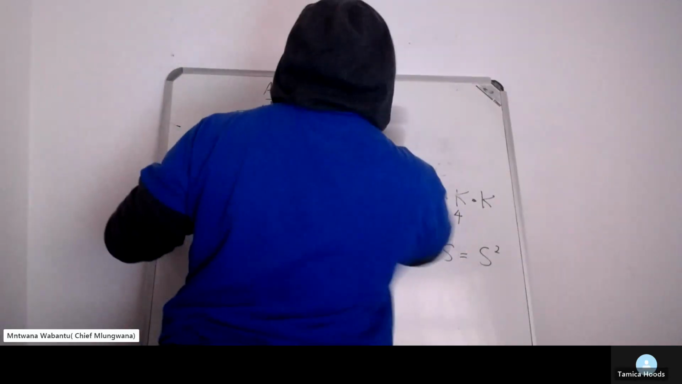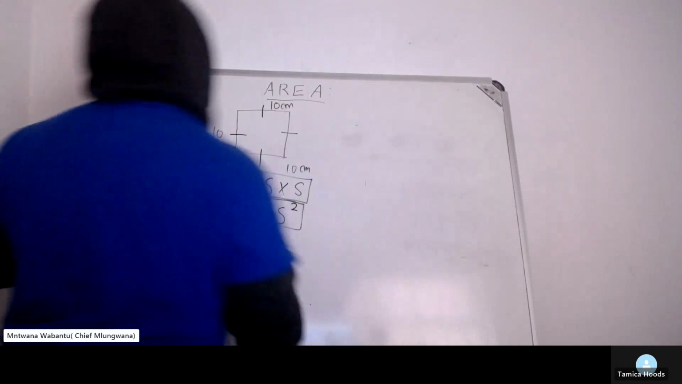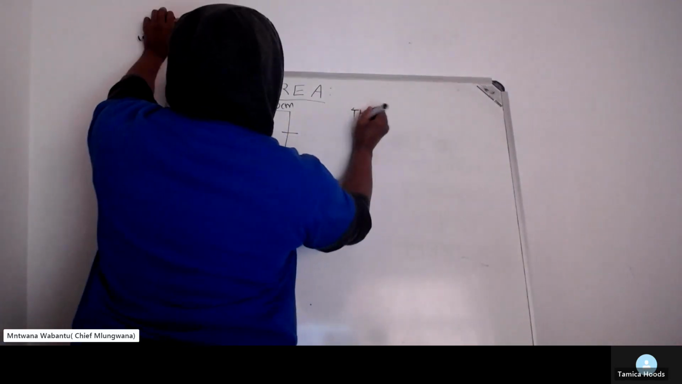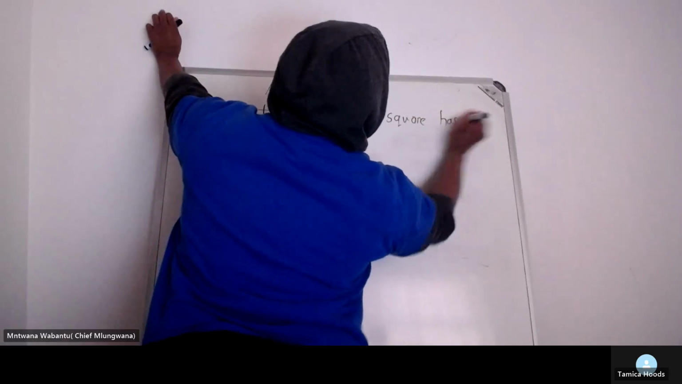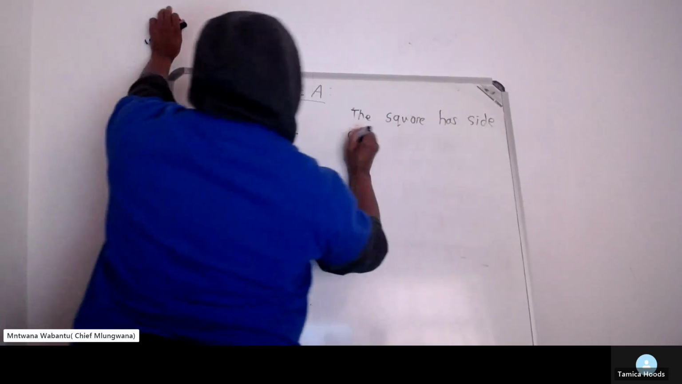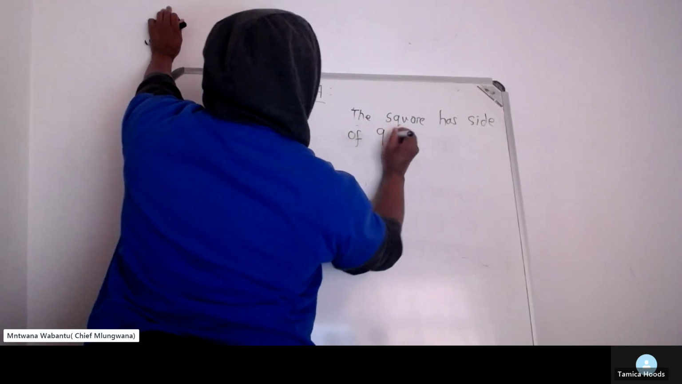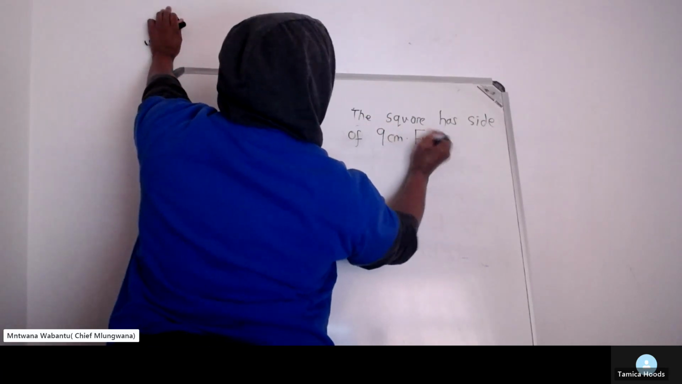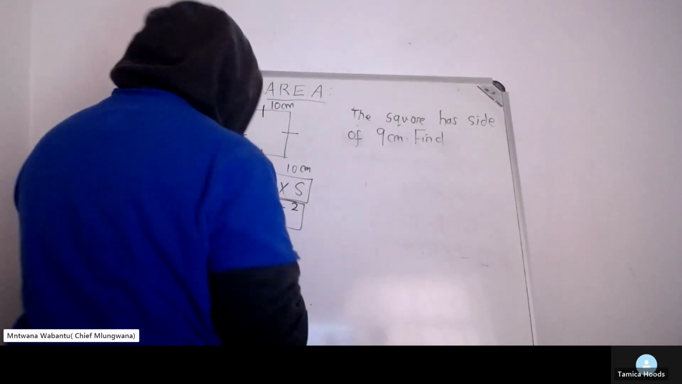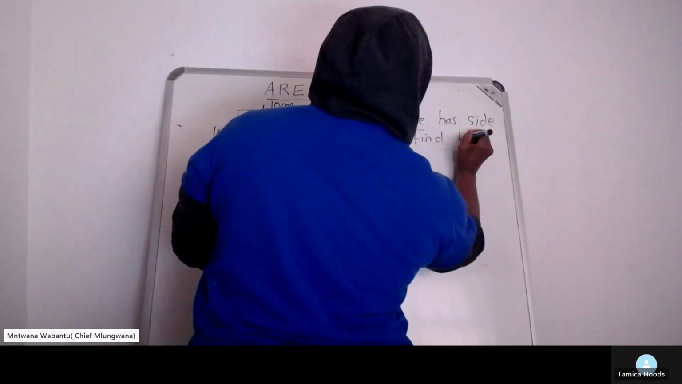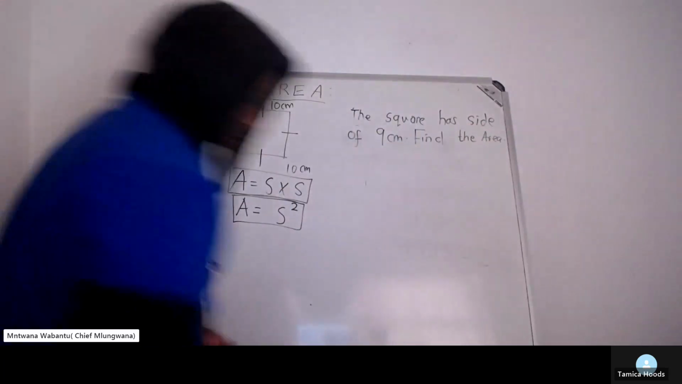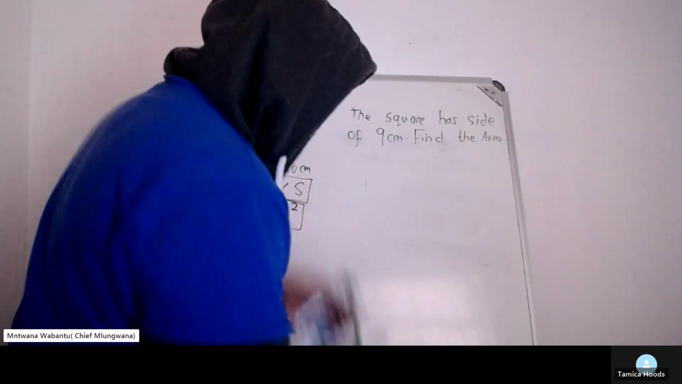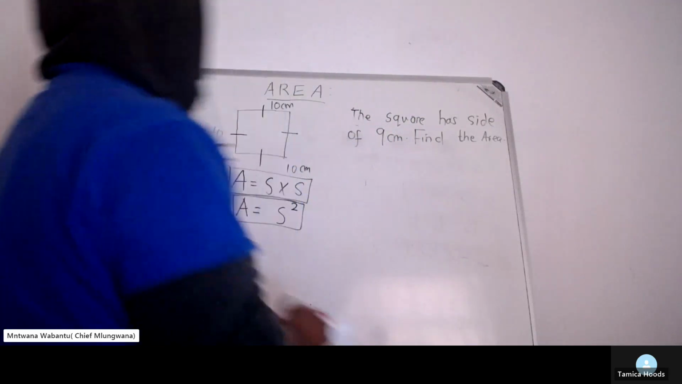Okay, let's take an example. Let's say they say the square has a side of 9 centimeters. Find the area of a square.